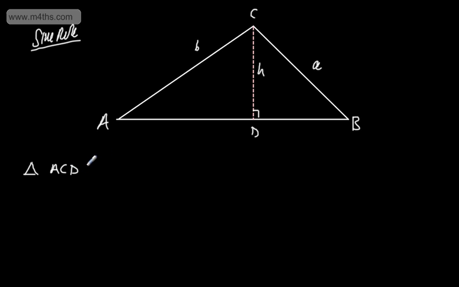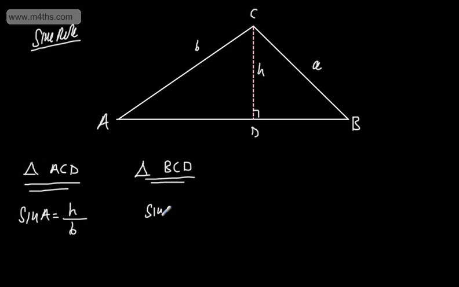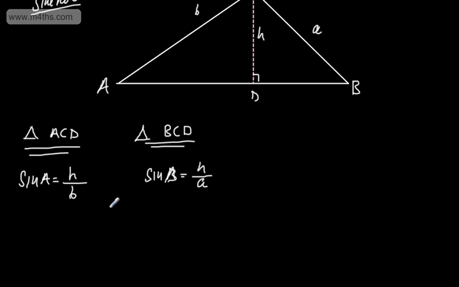If we think about this, we can state that the sine of A, and I'll write it just here, sine of A is the opposite over the hypotenuse, which is going to be H over B. If we look at the other triangle, triangle BCD, what we have here is the sine of B is going to be H over A. Let's rearrange now and make H the subject in both cases. Now we could call this one equation 1 and equation 2.